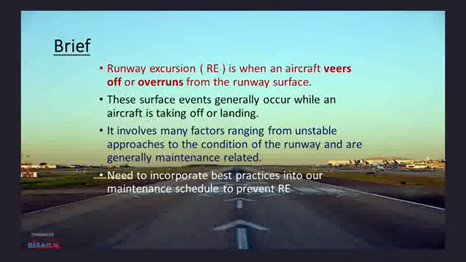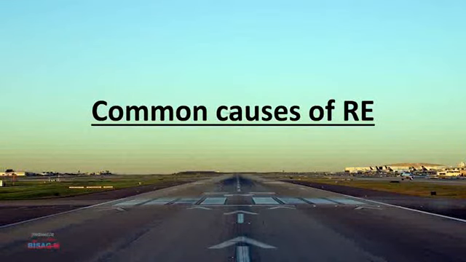There are many factors that may go into a runway excursion taking place. The reasons may range from a stray cow or a dog coming onto the runway to an unstable approach for the aircraft, or may even be maintenance related. Today, we will discuss the maintenance related issues and see what best practices can be incorporated into mitigating runway excursions.